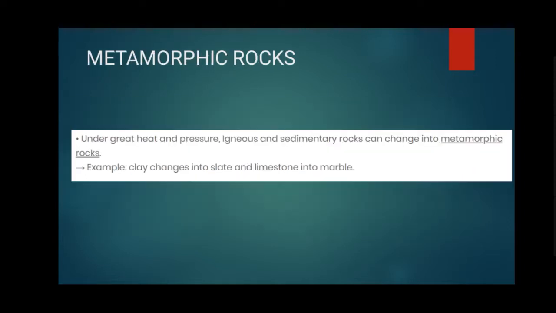Okay children. Next, metamorphic rocks. So igneous rock means that molten lava cools down and forms a rock, that is called igneous. And sedimentary means that rocks get rolled and break into sediments, and after that the sediments get hardened and become like a rock, and that is called sedimentary rock. So these two kinds of rocks change under great pressure and heat into another form of rock, that is called metamorphic rocks. Example, clay changes into slate and limestone into marble.